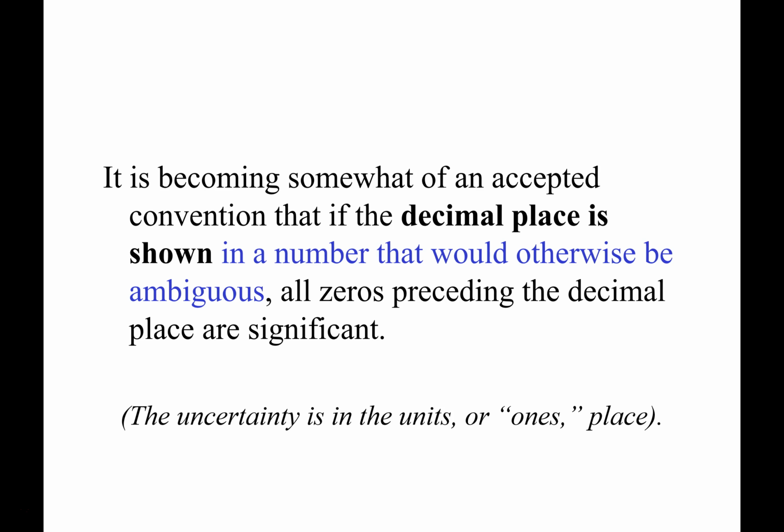This kind of says what I said. It's becoming somewhat accepted that if the decimal place is shown, now that would be explicit, then all zeros are significant. If it's not shown, then we're conservative and we go with just the non-zero digits. Unless they're like the zero between 2 non-zeros, then they count. Okay, that's how that works.